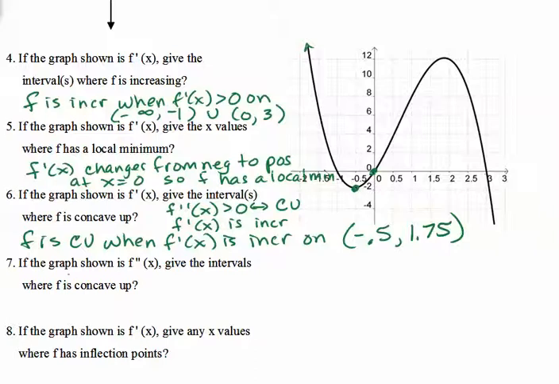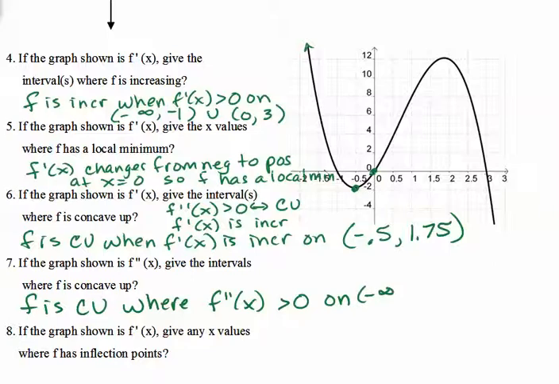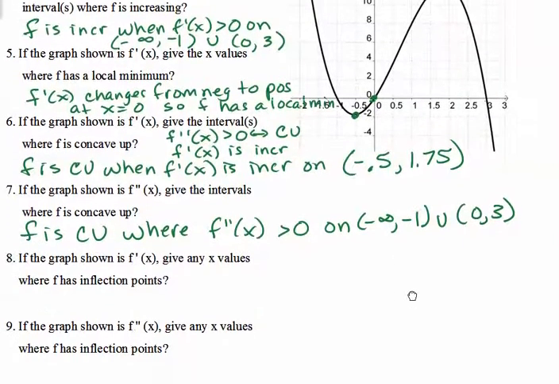Number 7, if the graph shown is f double prime, so let's make sure we switch gears. If this graph is f double prime, give the intervals where f is concave up. So f is concave up where f double prime of x is greater than 0, and that would be on negative infinity to negative 1 and 0 to 3 again. So second derivative positive means concave up. That's the same thing as saying when f prime is increasing, by the way.